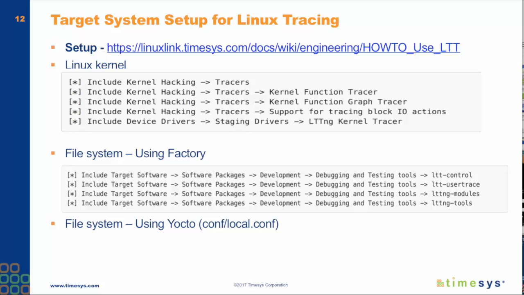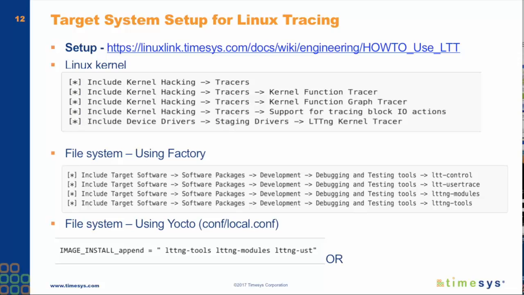If, on the other hand, you are using a Yocto build system, you navigate to your local.conf file, and in there you can add an image install append option, and under that option you can list all the different utilities that we need, including loadable kernel modules or drivers for LTTng.